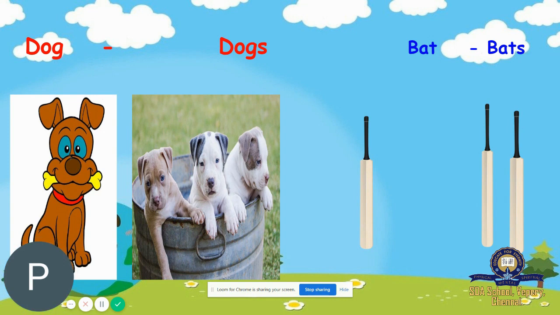Here, in the first image, you can see a dog. When we say a dog, it is a singular. The next, you can see more than two. So, if we have more than two, then it has to be pronounced as dogs. The next image, you can see a bat. When we say a bat, it is a singular. The next, you can see two bats. So, if we have two or more than two, it has to be pronounced as bats.